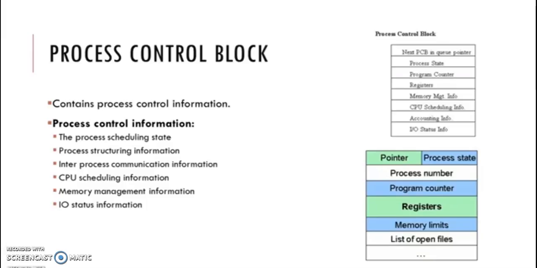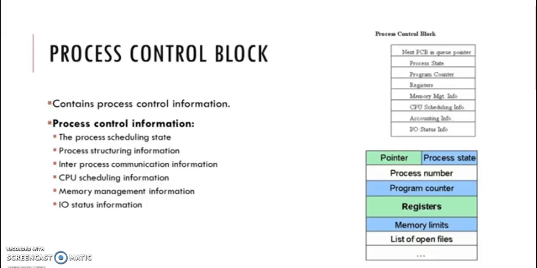Memory management information. This information may include such information as the value of the base and limit registers, the page tables, or the segment tables, depending on the memory system used by the operating system. Accounting information. This information includes the amount of CPU and real time used, time limits, account numbers, job or process numbers, and so on. Input-output status information. This information includes the list of input-output devices allocated to the process, a list of open files, and so on.